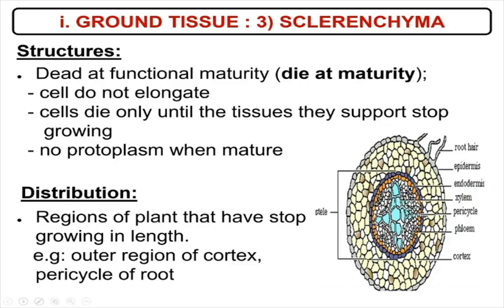The sclerenchyma are considered as dead at maturity. Maknanya dia dah matang, sebenarnya dia adalah sel yang mati. So the cell does not elongate anymore. No protoplasm. We can find sclerenchyma at the regions of plants that have stopped growing, usually at the outer region of cortex. Ni kat sinilah kalau nak cari.